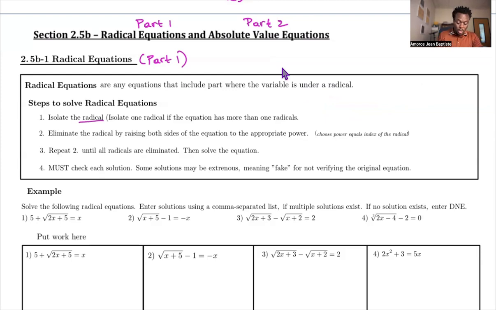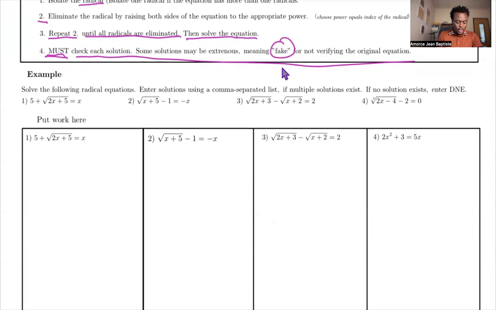Because what it says here, you have to make sure you repeat number 2 until there is no radical in your equation. And then you solve the equation for x, or for the variable of the equation. Step 4, you must check each solution, because there are some extraneous solutions that you need to exclude from your solution set. Let's try the first example.